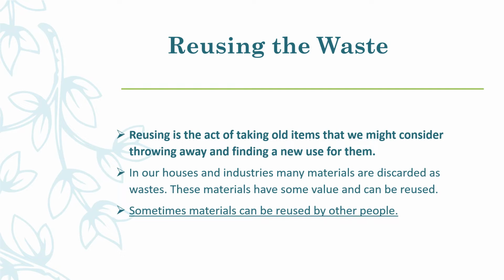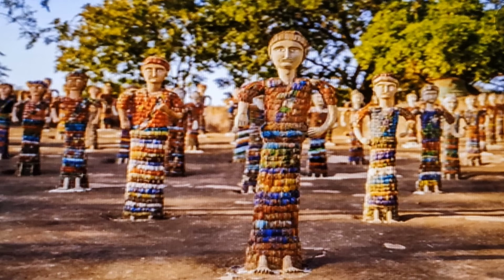Sometimes materials can be reused by other people. Working computers and parts can often be donated to community centers or charitable organizations. Clothing can often be donated and given a second life. Have you seen this beautiful garden? This is the rock garden in Chandigarh. This is created by Nek Chand by using waste products like tin cans, bottles, broken pieces of crockery, etc. This is a major tourist attraction in Chandigarh.